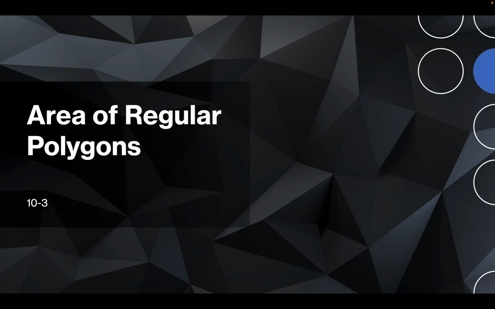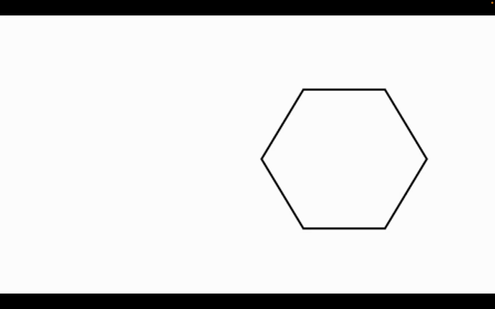This is 10-3. So here I have a hexagon, which is a kind of polygon. A geometry person will come along and they will actually inscribe, or draw a circle around it, so you can actually see how it fits within the circle.